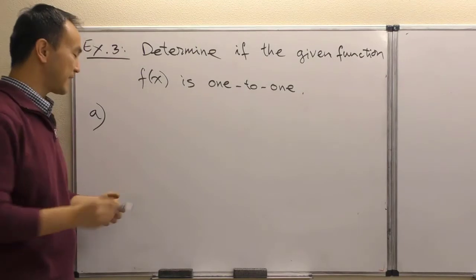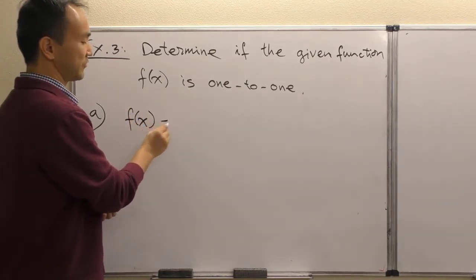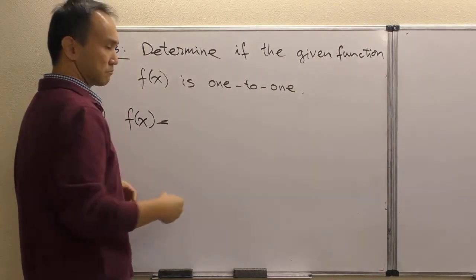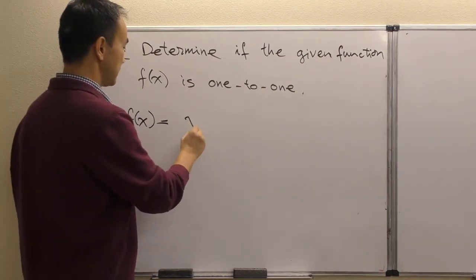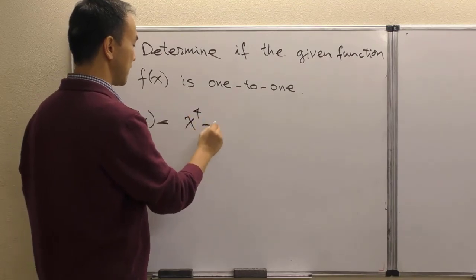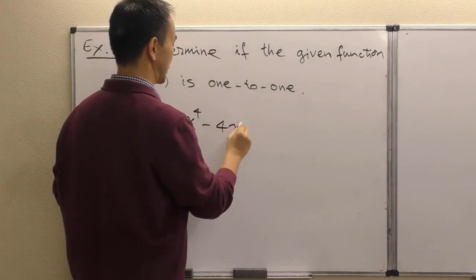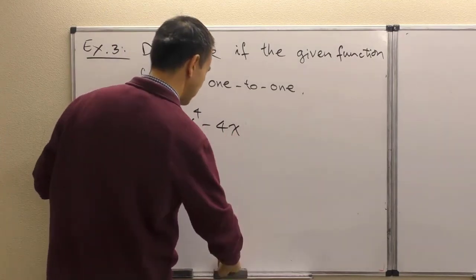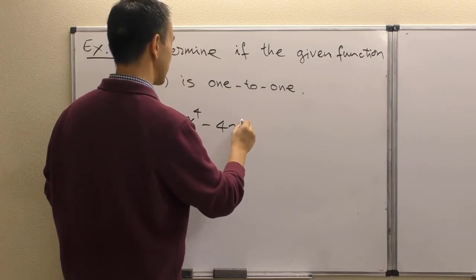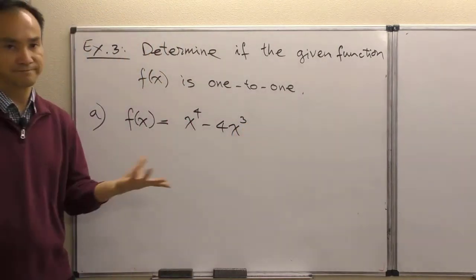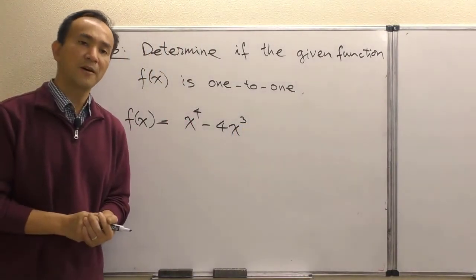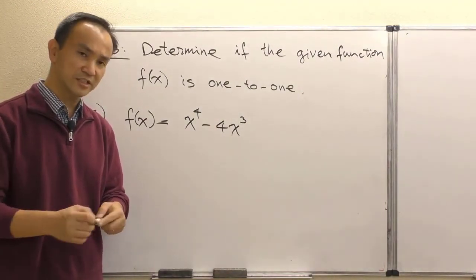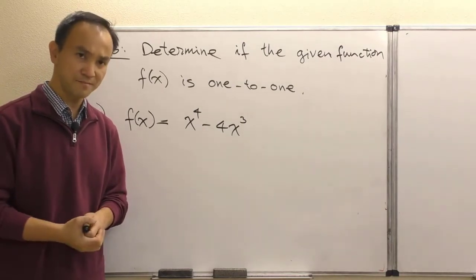The kind of function you have now is going to be given, and you see the rules specifically written down. Okay, so f of x here equals x to the fourth minus 4x cubed. The function itself, I'm not saying that it's among the functions that are known to you, okay?